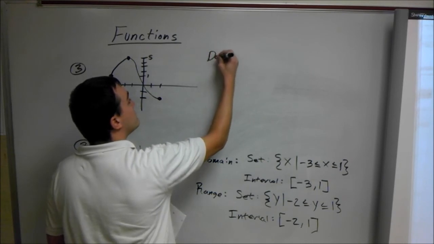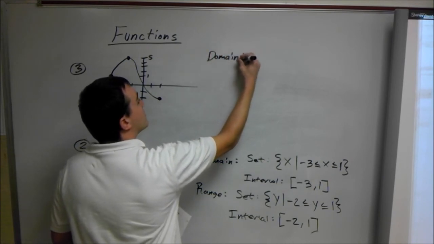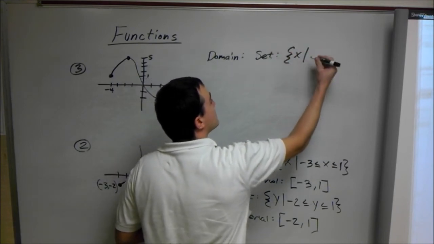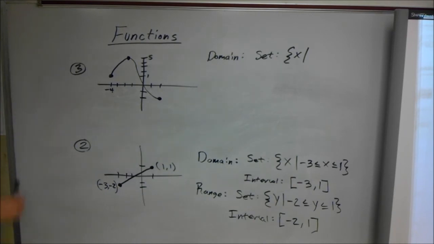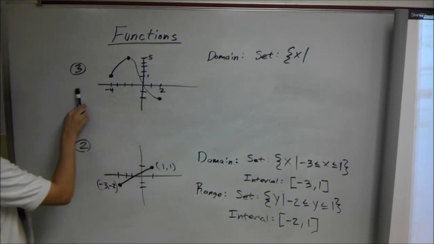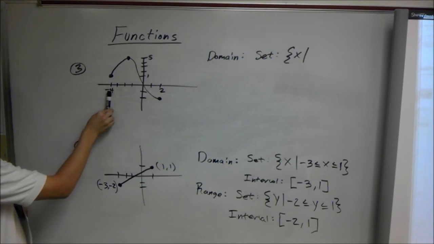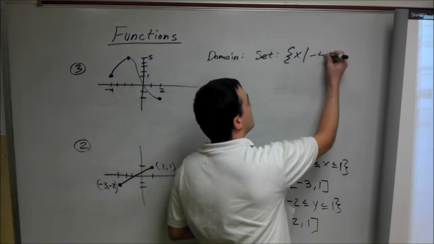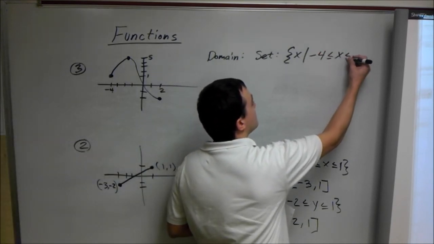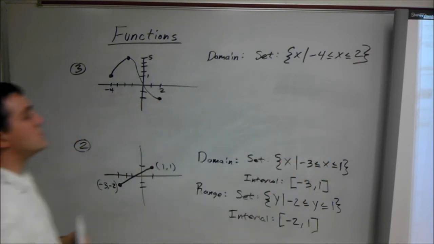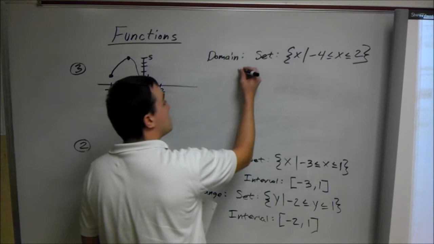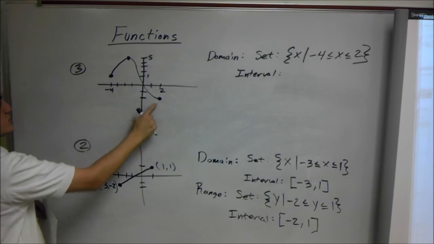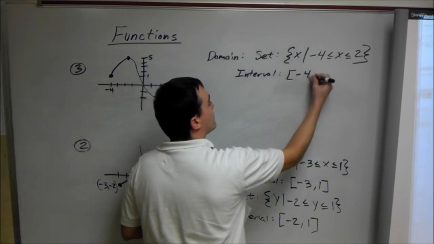Alright, so for domain, looking at set notation first. Domain means x, so we write it like that. And x values, we're just looking at where it starts, lowest value, -4, to the highest value, which is 2. So -4 to 2. For interval notation, since they're closed circles, we're using brackets, -4 to 2.